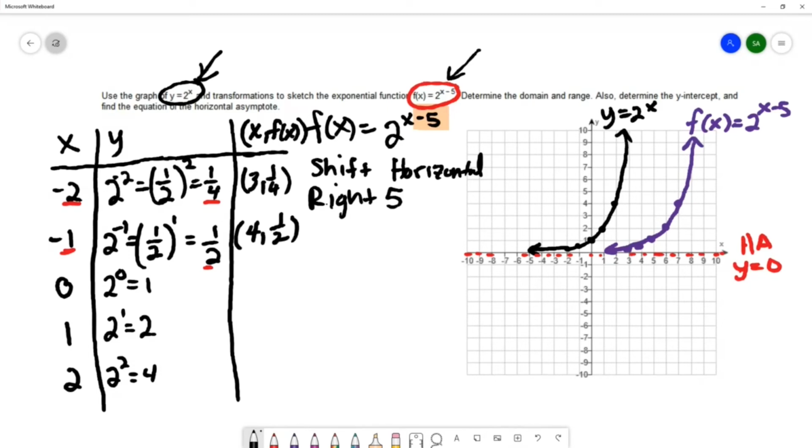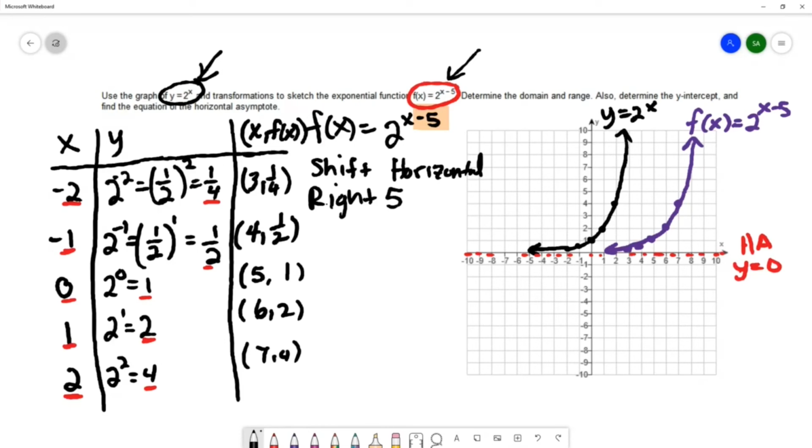4, 1/2. The next point, 0, 1, we're going to shift that right 5. Right 5 only affects the x-coordinate, so I'm going to add 5 to the x-coordinate to get 5, 1. And then the next one is 1, 2. We're going to shift right 5 to become 6, 2. We have the point 2, 4. If we shift right 5, that will become 7, 4.